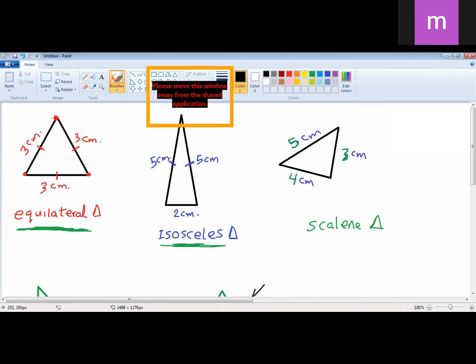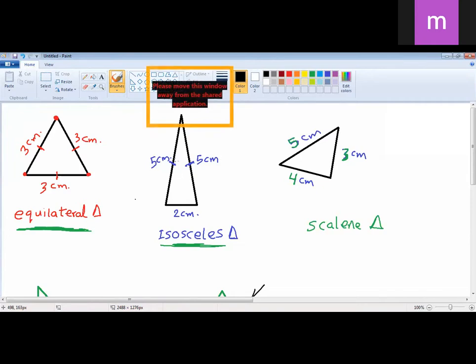You can notice that we have 3 centimeters, 3 centimeters, and 3 centimeters. If you find that we have three line segments in a triangle and all of them are equal in length, so you would say this triangle is an equilateral triangle.